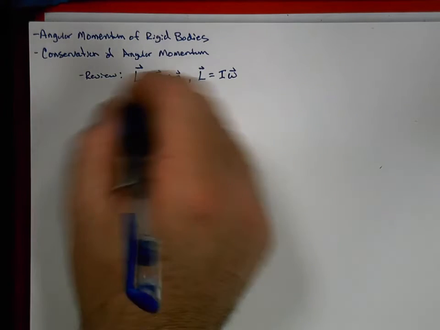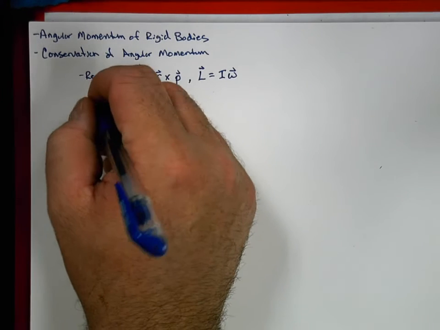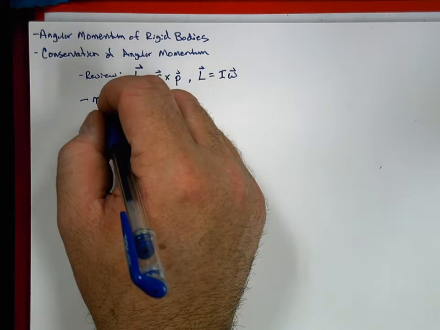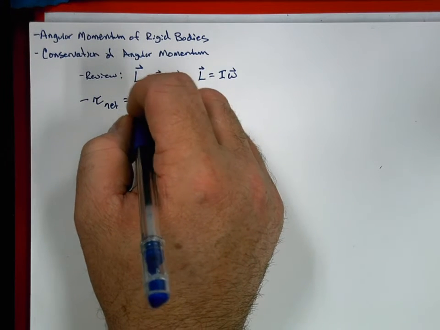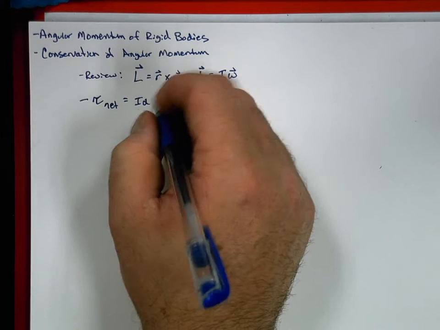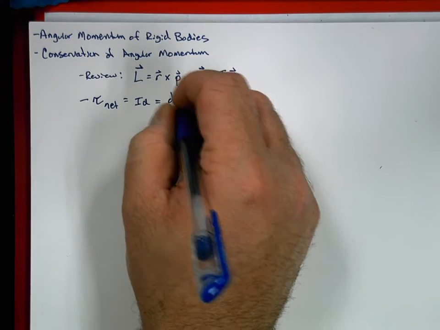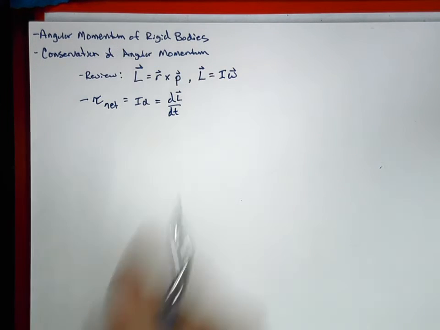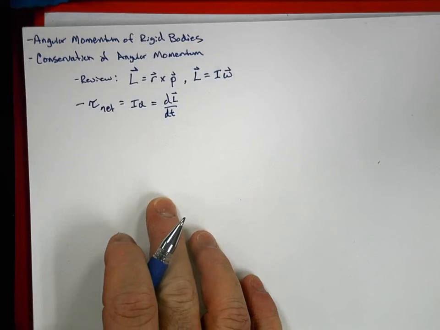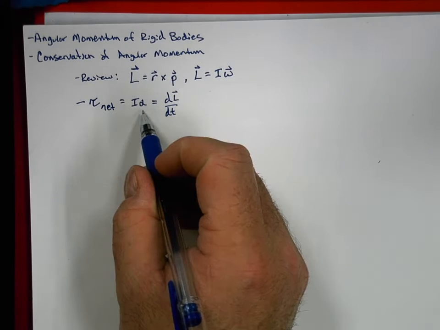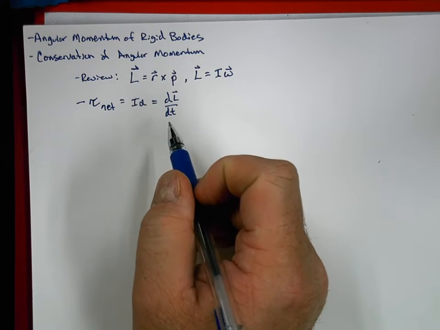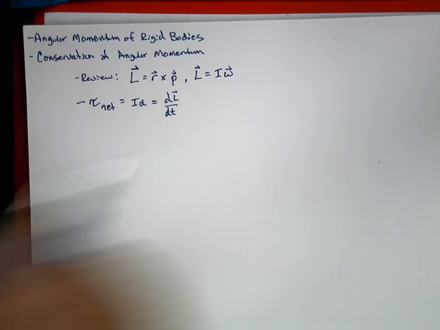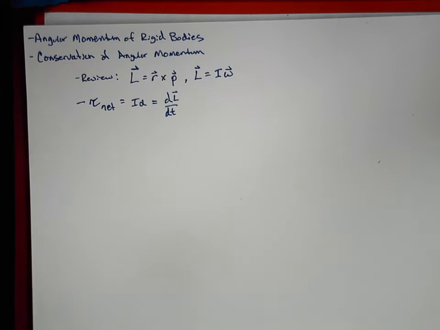All right, and this follows through our analogous variables: our net torque is equal to I alpha, which is the same thing as dL/dt, the time derivative of our angular momentum. That is analogous to force, mass times acceleration, equaling dp/dt as in Newton's original law. Now we're talking about analogous variables and the conservation of angular momentum.